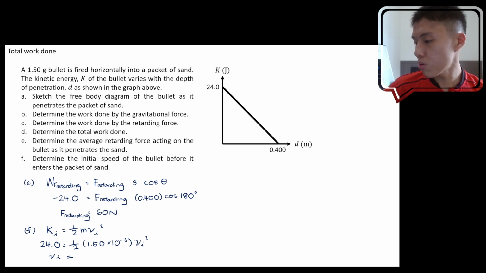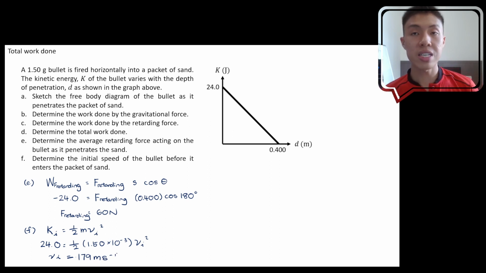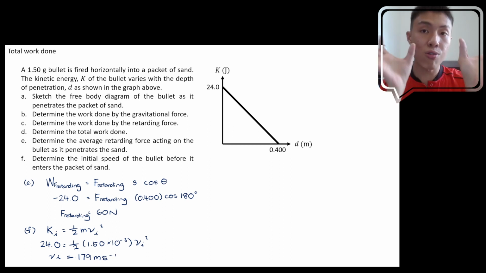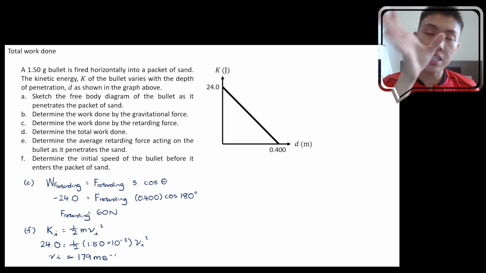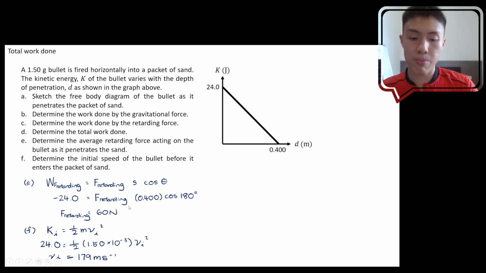And the initial speed here should be equal to 179 meters per second. So this will be the initial speed of the bullet right before it enters the packet of sand. Then it slowly decreases with time as the bullet penetrates through the packet of sand. And when we reach the end of the journey in the packet of sand, the bullet will stop and you reach 0 meters per second for speed and 0 joule for its kinetic energy.